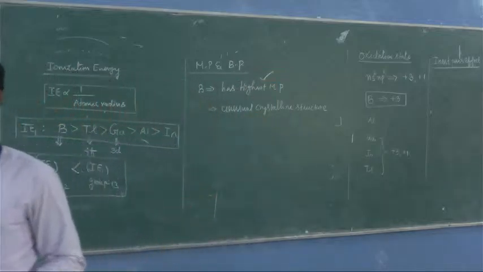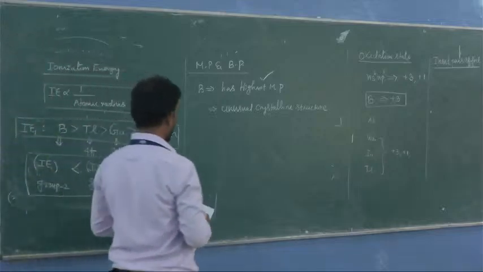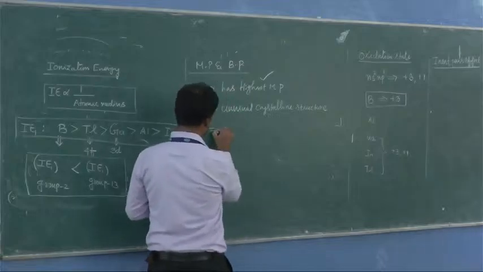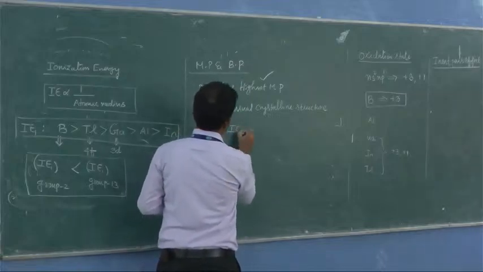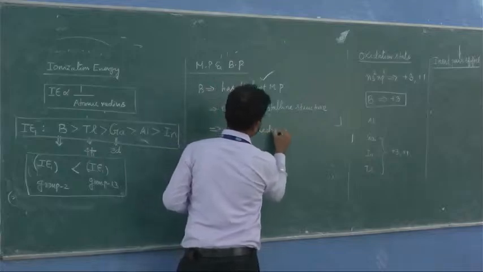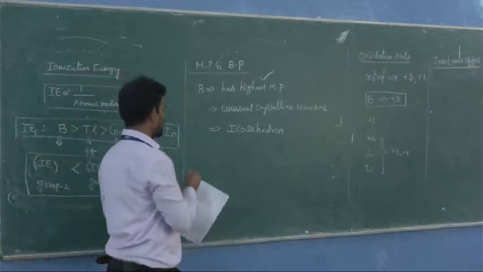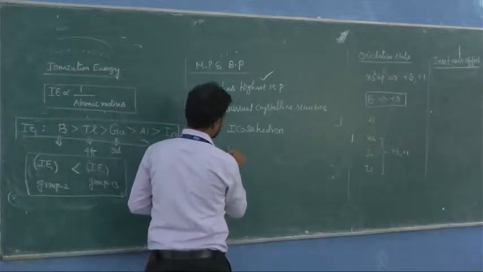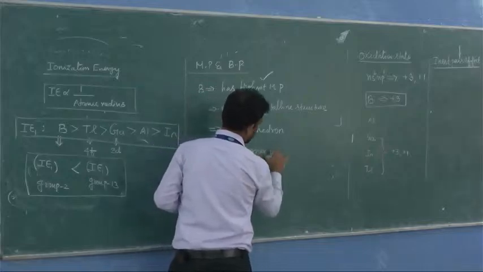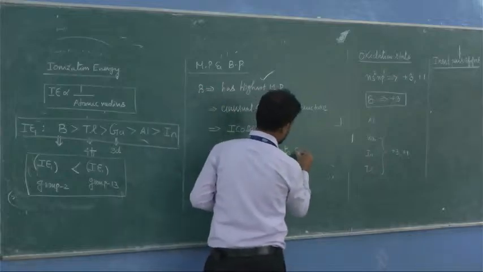Understood? Unusual crystalline structure, when compared to aluminum, gallium, indium and thallium. Is it clear? And the structure is called icosahedron. Icosahedron means it has 12 corner points, and it has 20 faces.